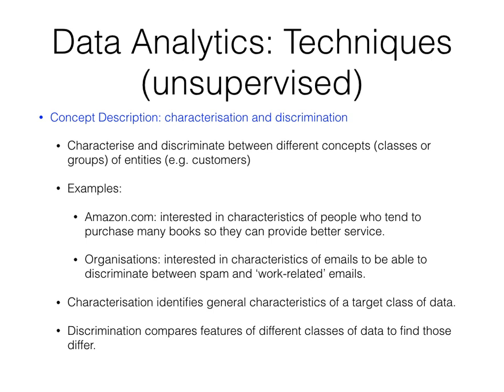So here we're trying to do characterization or discrimination. So we're trying to characterize some concepts or discriminate between different concepts. As an example, Amazon might be interested in the characteristics of people who tend to purchase many books, and organisations might be interested in characteristics of emails to be able to discriminate between spam emails and work-related emails. So generally, you try to work out the general characteristics of a target class for characterization. Discrimination is trying to identify the features that are different. We're not really going to cover this one in the class this semester.